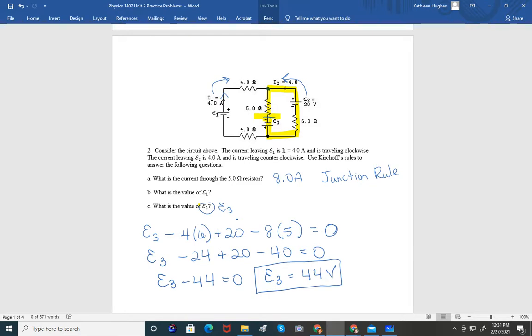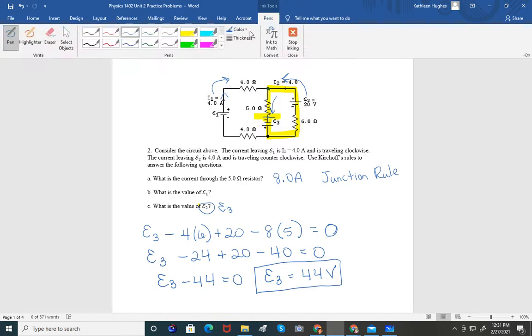Now if I want to do that loop on the left, I know what E3 is. My other choice is to do the big loop. I kind of like the loop on the left, and I'll show you why. Because the currents will be correct. I won't have to go against the current. If this went this way, the current was always correct.